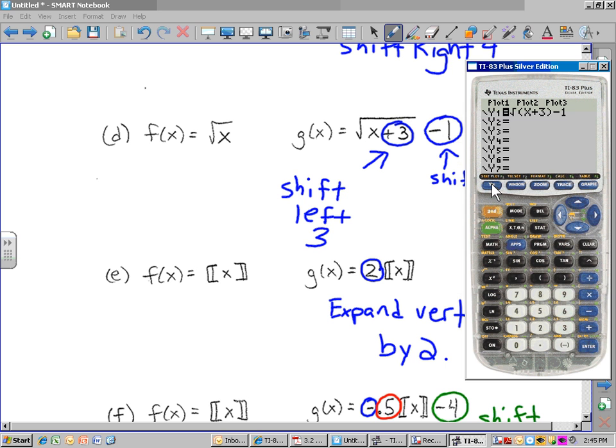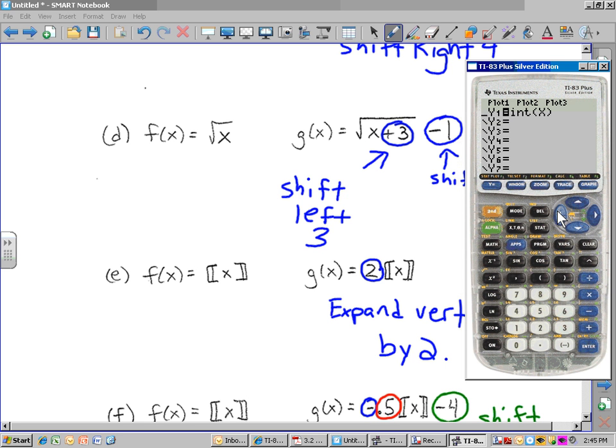Okay, the next one we have for part E, the greatest integer. How do we type that in? Math, num, number 5, int of x. Now, this is a step function. Because this calculator connects up dots, and we don't want it to connect them, we're going to change how this is graphing. A solid line would cause it to connect things we don't want it to connect.